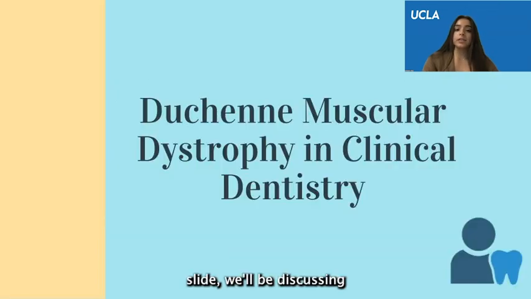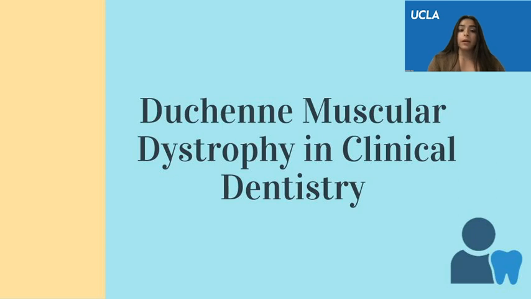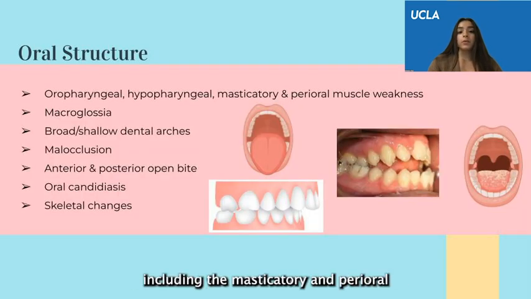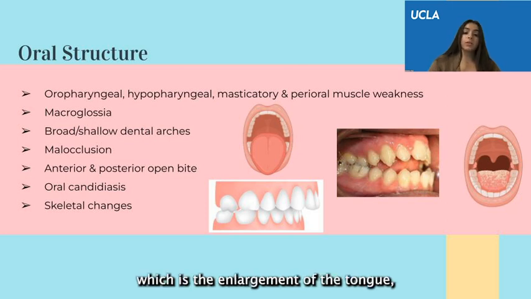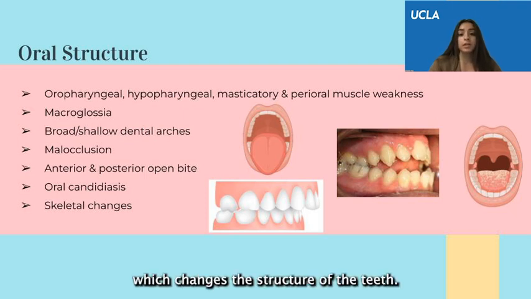In the next slide, we'll be discussing how DMD affects dental hygiene and dental health. Many of the muscles involved in the mouth, including the masticatory and perioral muscles, weaken. Individuals with DMD may also experience oropharyngeal and hypopharyngeal weakness. They can present with macroglossia, which is the enlargement of the tongue. And they may also have broad and shallow dental arches, which changes the structure of the teeth.